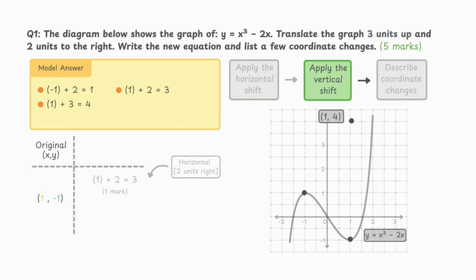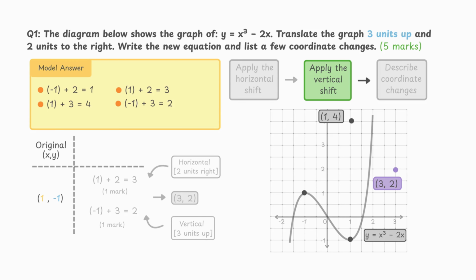Next, apply the vertical shift. The graph moves 3 units up, so we add 3 to the y-coordinate. -1 plus 3 equals 2. So the new y-coordinate becomes 2. This gives us the translated coordinate 3, 2. And we can now see this new coordinate plotted on the graph.